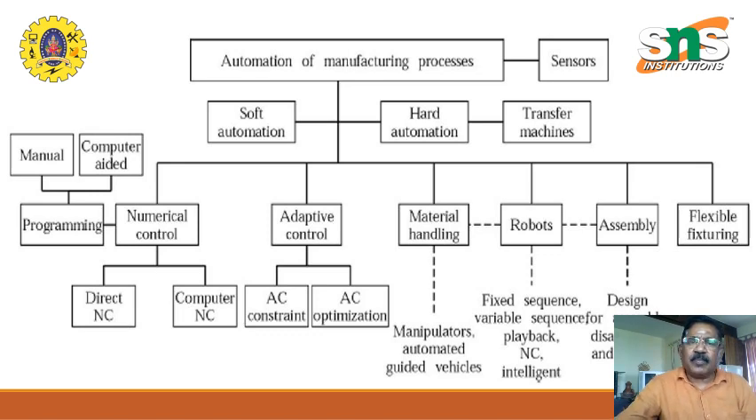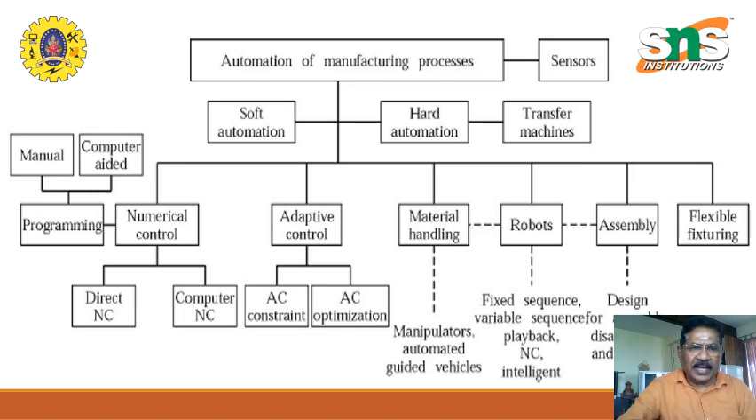Automation of the manufacturing process is where automation is used the most. We use sensors. There is something called soft automation and something called hard automation. In hard automation, you have transfer machines, which once set up cannot be used for anything else. They are special purpose machines.